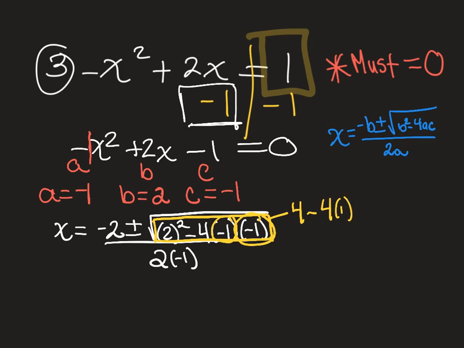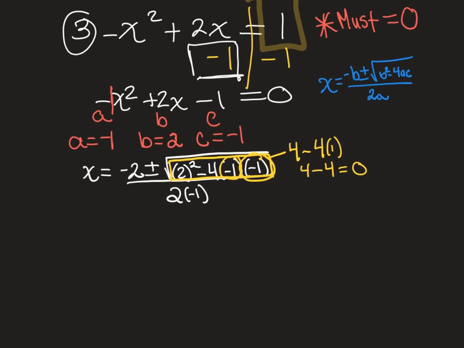So now I have 4 minus 4 times 1, which is 4. 4 minus 4 is 0. Well, the square root of 0 is just 0. There's not two versions, and so I'm only going to have one answer here. So let's go back and plug this in. I'm going to make everything smaller really quick. So I'm going to have x equals negative 2 plus or minus the square root of 0 all over negative 2.